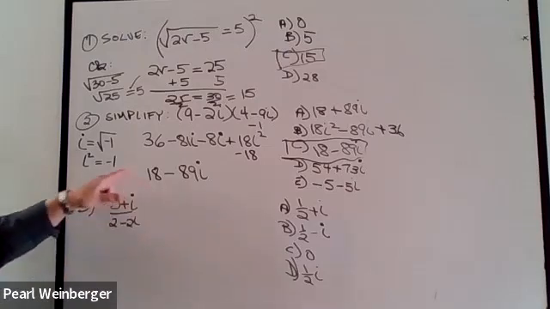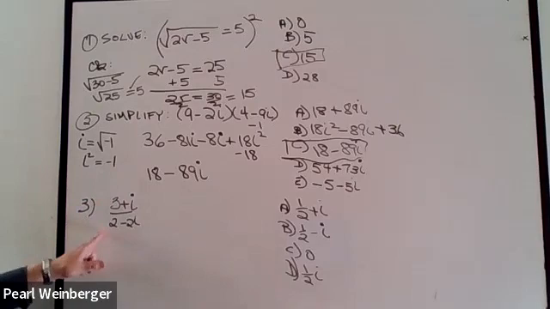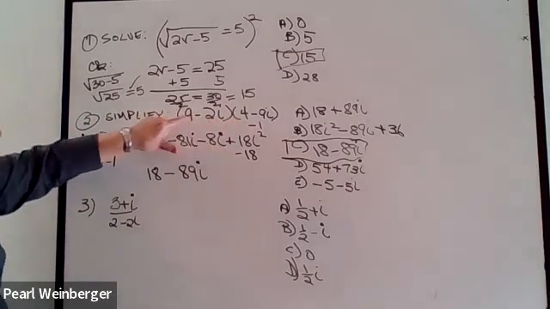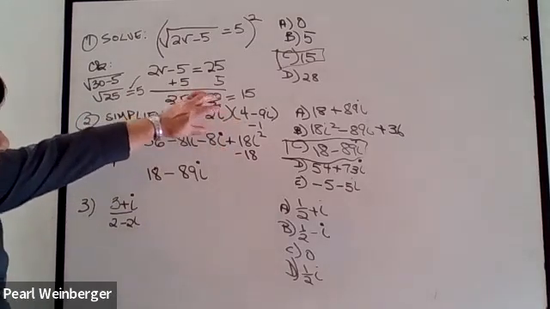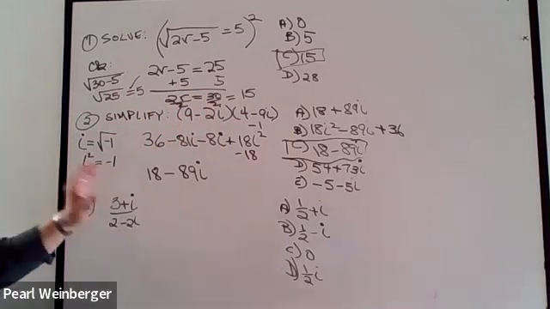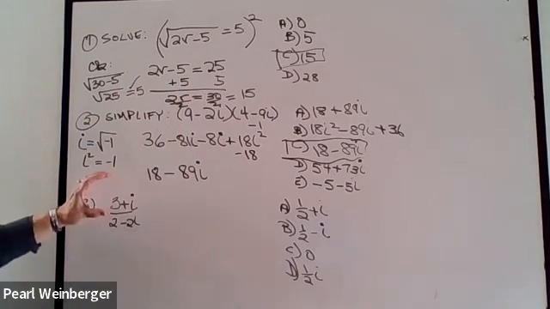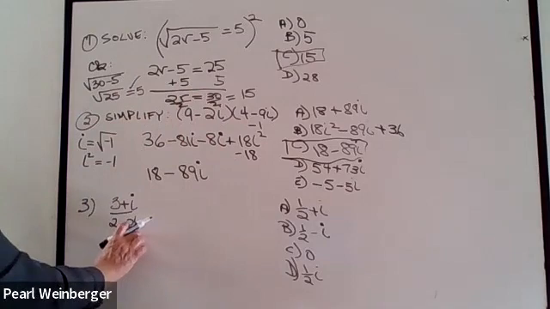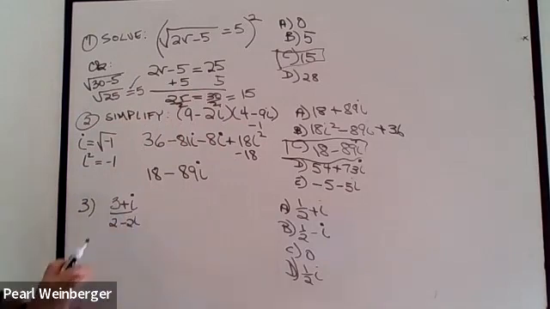Okay, question number 3 is 3 plus i divided by 2 minus 2i. The previous question was multiplying what we call complex numbers, numbers that have i's in them. This is dividing complex numbers. And we're really not doing a division. What we're doing is simplifying by trying to get rid of the i that's in the denominator.